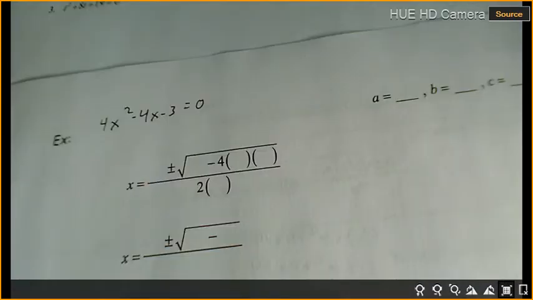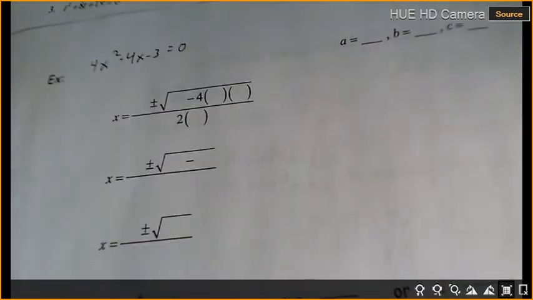And I want you guys to do all of this on your own right now. If you need help, let me know. Write down what's A, B, and C. Plug it in and go as far as you can. I'm just going to give you a few minutes to do this.